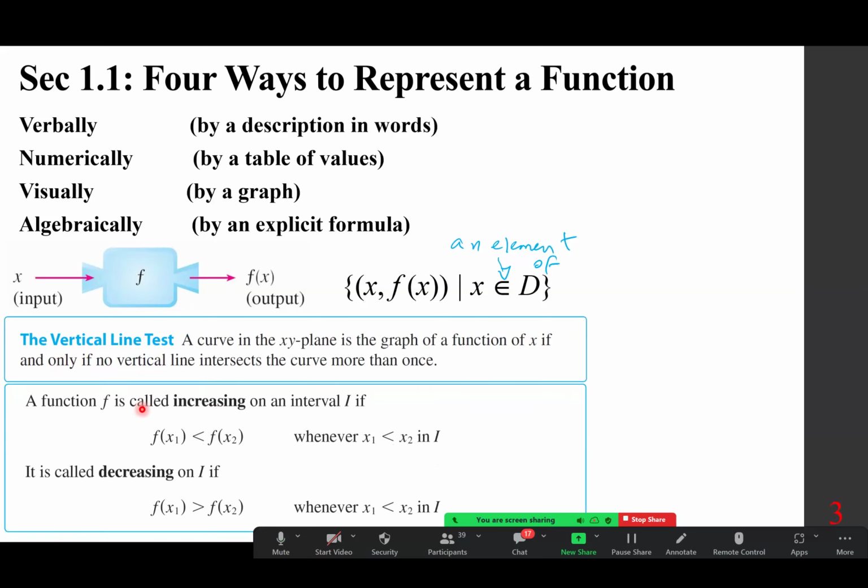A function is called increasing on an interval I if f of x1 less than f of x2 results in x1 being less than x2 in that interval, and it's decreasing if f of x1 is larger than f of x2. That means x1 is less than x2. In short, increasing means x gets larger, so does y. Decreasing means x gets larger, y gets smaller. That's all.